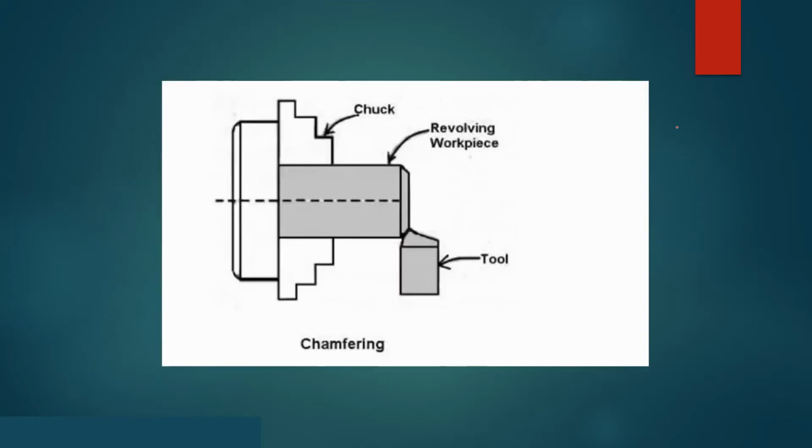See here, this is the face, and this place only we are going to do the chamfering. Normally this will be at 45 degrees. So on the revolving workpiece, at the face, we are removing burrs and sharp edges.